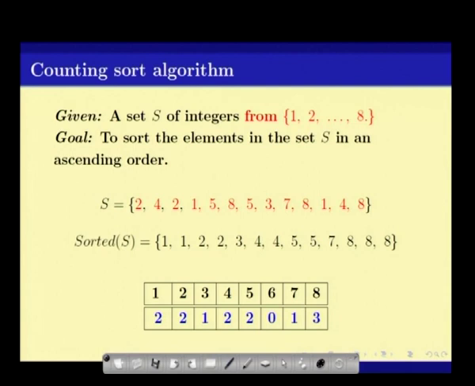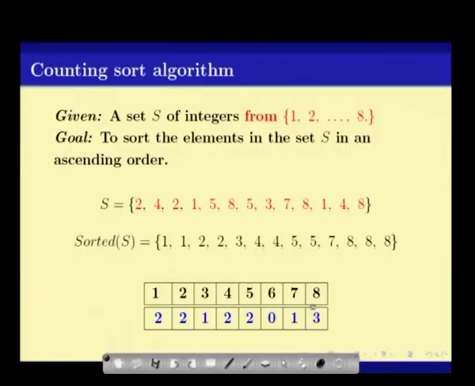It was not a very hard algorithm, all we needed to do is count the number of particular elements that are there. Note that crucially here we are assuming the fact that the set S is a subset of 1 to 8, or all the elements are coming from 1 to 8, and that is why we could do such an algorithm.